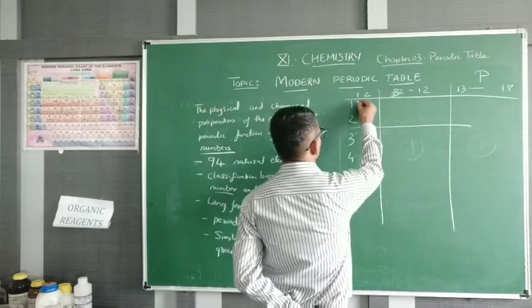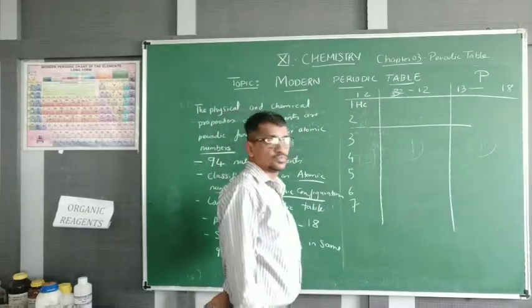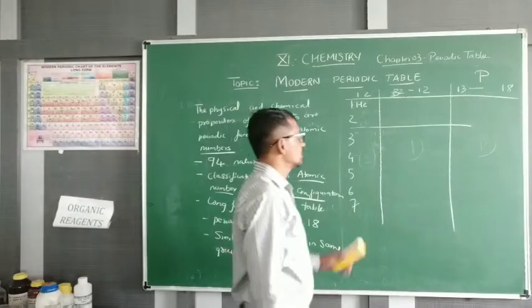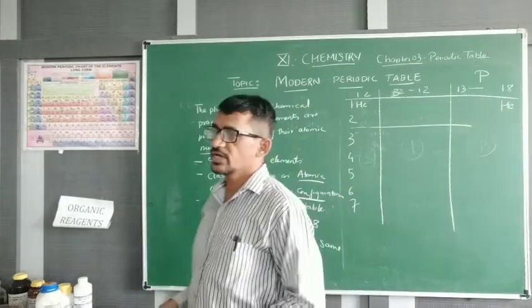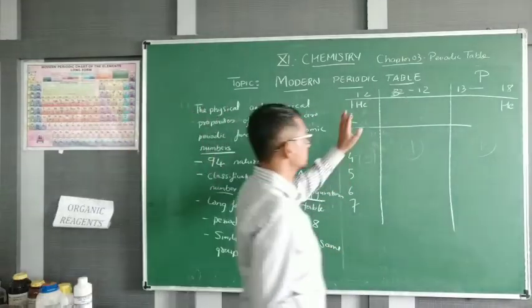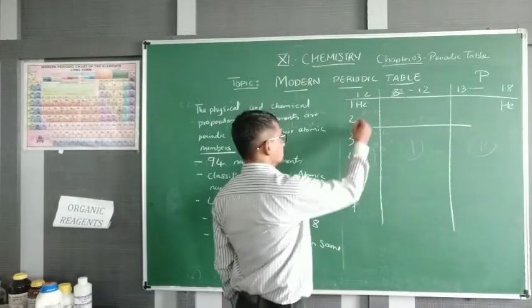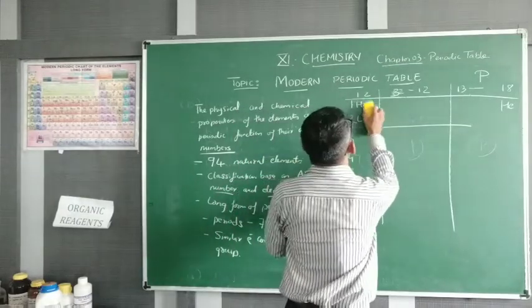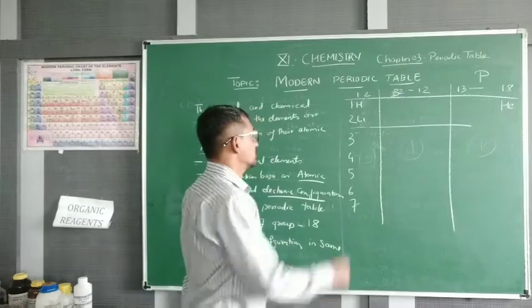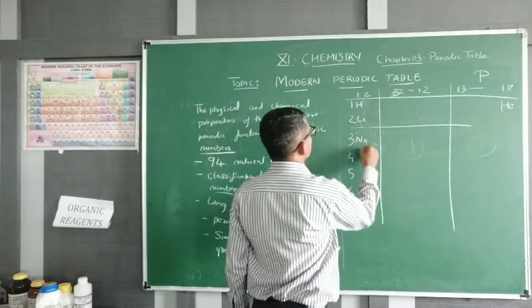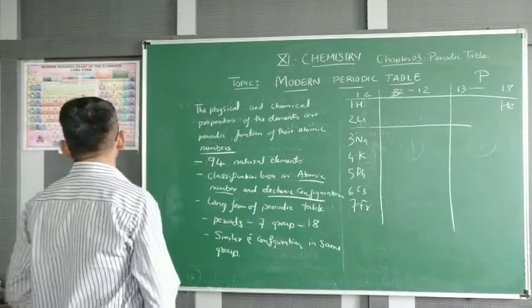So first one is hydrogen, atomic number 1. Atomic number 2 is helium. This helium is kept over here in the inner area. Why? Because its outermost orbit is completely filled, so it is known as a noble gas. Third number, having 1 extra electron, is lithium. These elements are hydrogen, lithium, sodium, potassium, rubidium, cesium and francium.